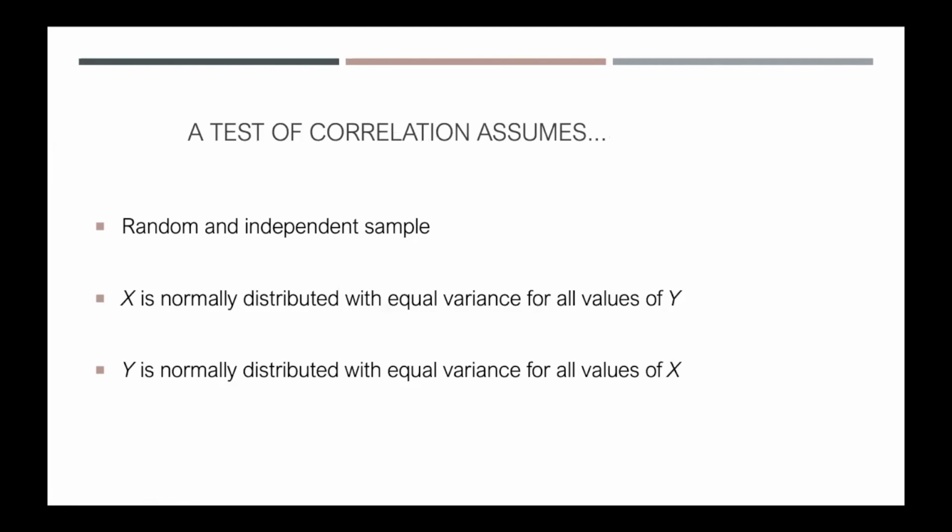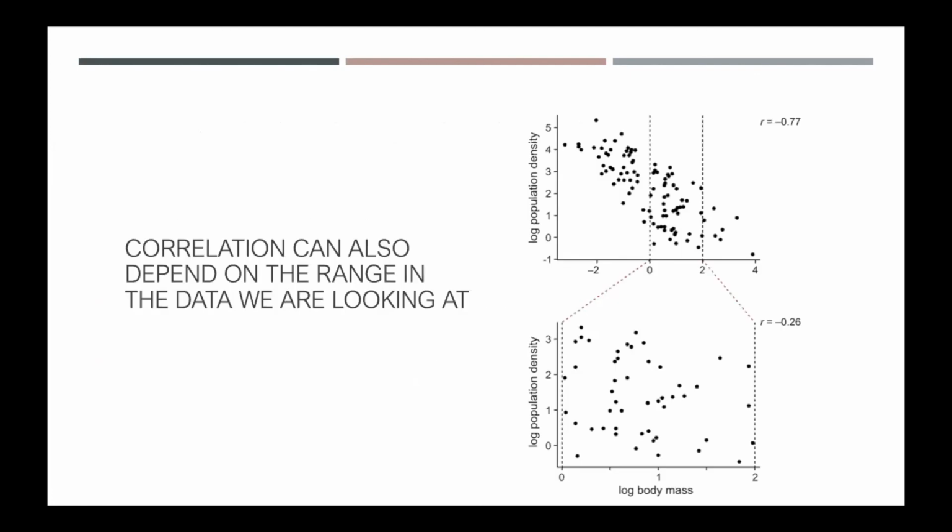Just like our other statistical tests, there are certain assumptions associated with a test of correlations. First of all, we assume that our observations are random and independent. Second, we assume that our X variable, or one of our variables, is normally distributed with equal variance across all values of Y. And that the converse is also true, that Y is normally distributed with equal variance for all values of X. Now, it's also important to point out that a correlation can change depending on what range in the data we're looking at.